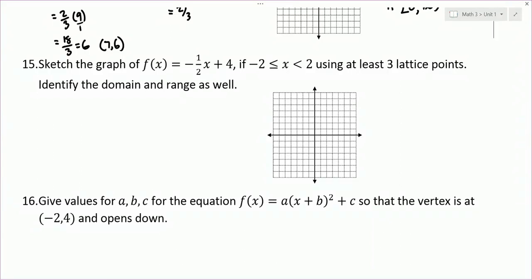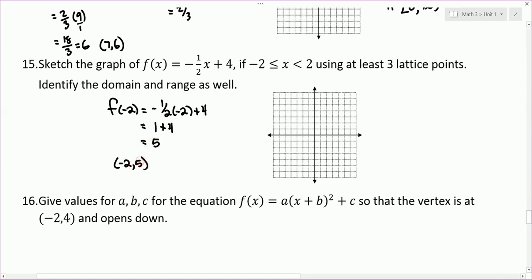15. We have an equation of a line, but it's under a certain restriction. We're only going to graph it from -2 to +2. To graph a line, you only need 2 points, and because we have to know the 2 endpoints, let's find those 2 points. So let's plug in -2 for x. (1/2) times -2, that's going to give us +1, plus 4, end up with 5. So -2, 5 is our first point.